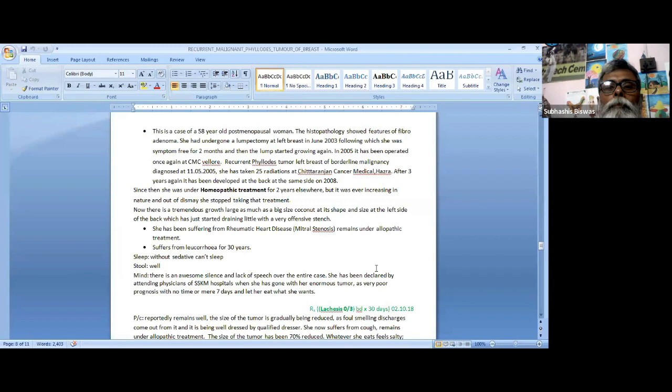Then on the 2nd October, I started giving him medicine. So what are the other features? She has been suffering from rheumatic heart disease, mitral stenosis, and at that time remained under allopathic treatment in PG Hospital, Kolkata, and she had leukorrhea for 30 years.